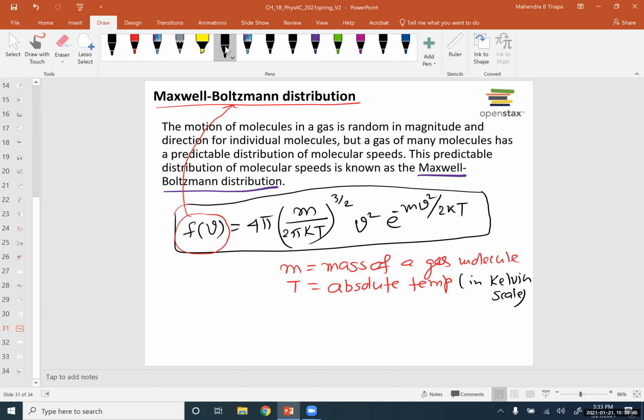And you can see here this v is the molecular speed. I believe we defined everything: m, k, T, and k is the Maxwell-Boltzmann constant, or we also call it the Boltzmann constant.